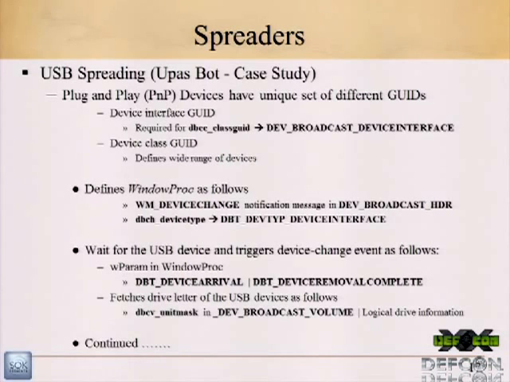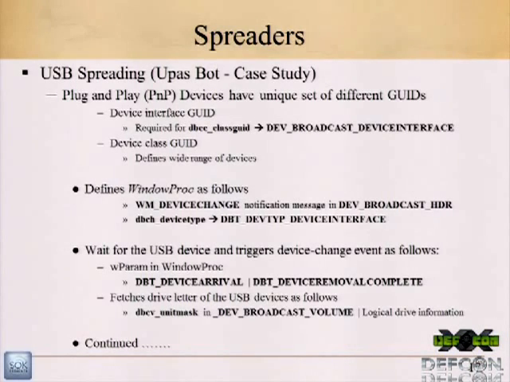It gives you an idea that there is a DBT_DEVICEARRIVAL, and okay, the device has arrived in the system. So what is it going to do? It is going to fetch another field, called unit mask, which is going to be a broadcast volume. So what happened in that case, once your system gets the notification from the USB device that it is in there.